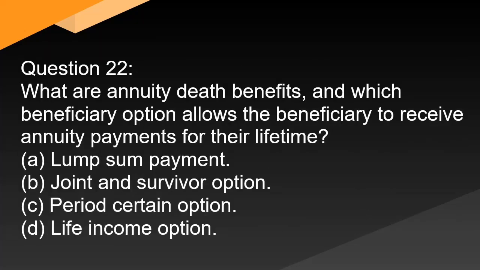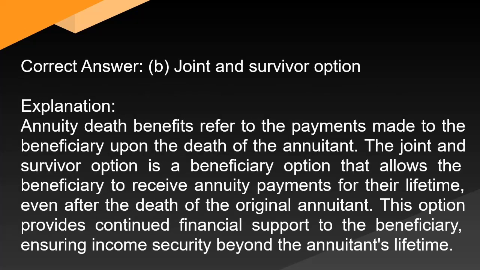Question 22. What are annuity death benefits, and which beneficiary option allows the beneficiary to receive annuity payments for their lifetime? Correct answer: B. Joint and survivor option.